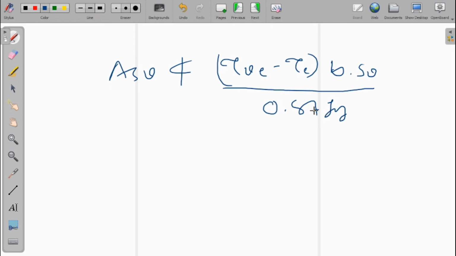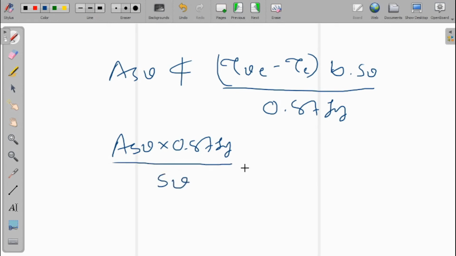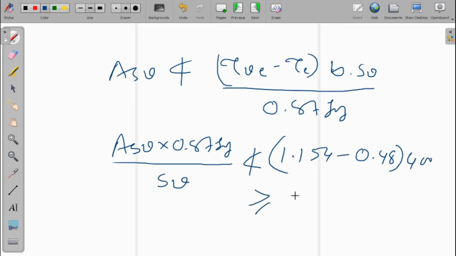Now, somewhere we have to calculate it. How do we calculate it? Let us see. Rather than writing this, I am doing it in another way. I am writing here ASB into 0.87 Fy, divided by SB. SB is not known to us. So this should not be less than tau B minus tau C multiplied by B. What was the tau B? Tau B was 1.154, minus tau C, which we have used here, was 0.48, multiplied by B. B here is 400. That means this value must be greater than or equal to 269.6. I am not writing the unit here, we have to see. This value must be greater than this.